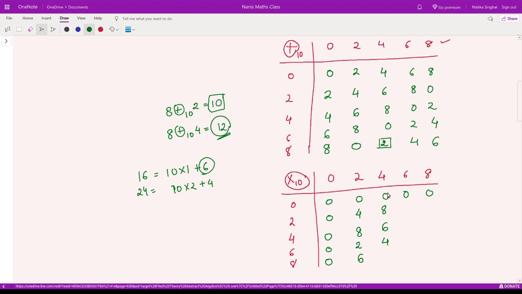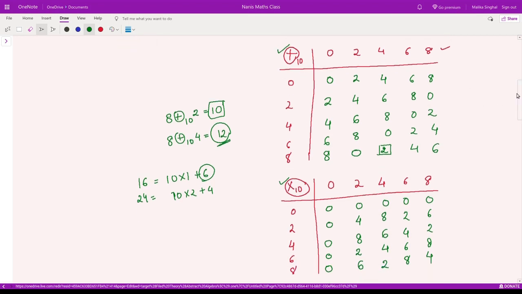Then 8 into 4 would be 32. So I'll have 2 over here. In a similar way, you can complete the table. So let me do it for you. It would be 2, 4, 6 and 8. And then it would be 6, 2, 8 and 4. So in the field, we are overall having these numbers only, right? So the operations of addition modulo 10 and multiplication modulo 10 would ultimately result in these numbers only.